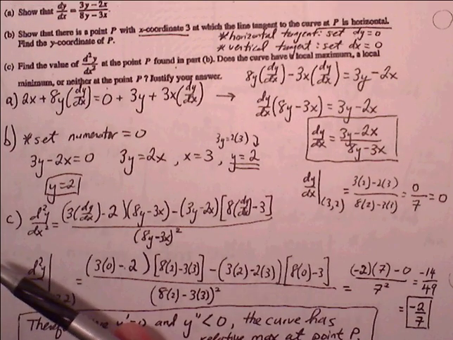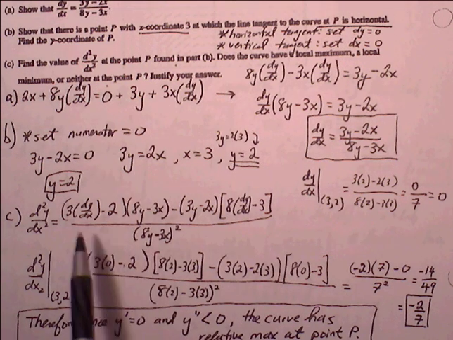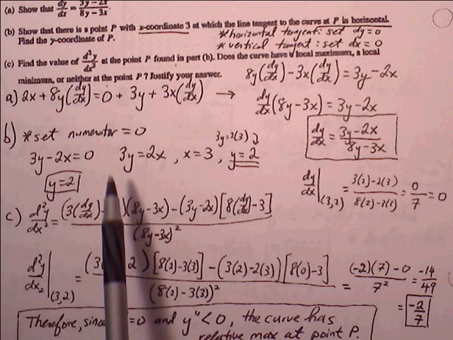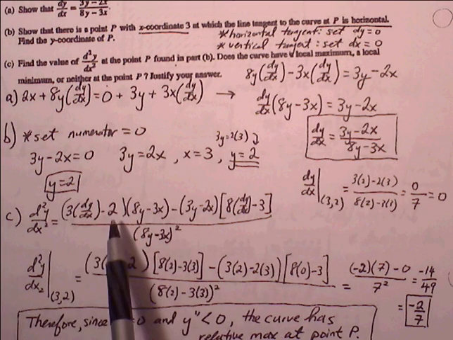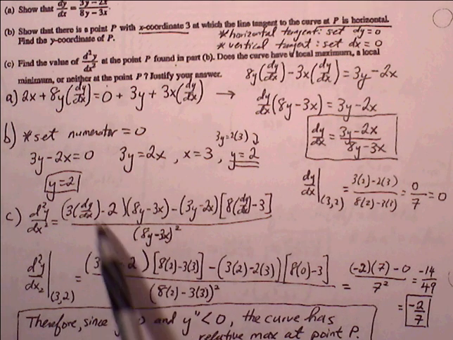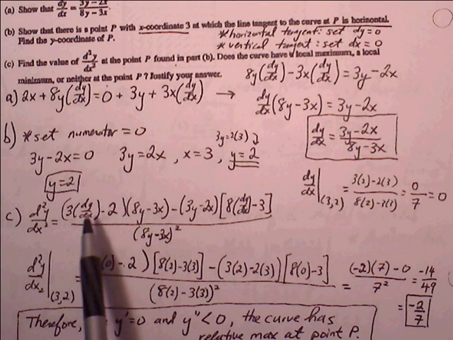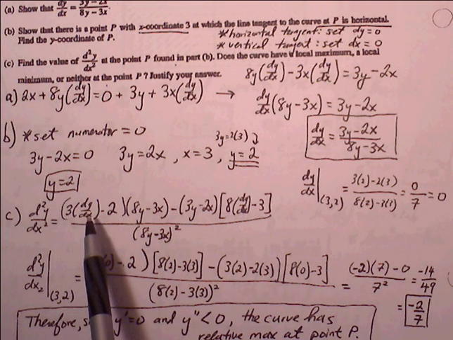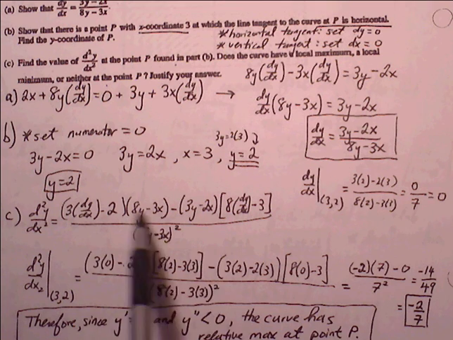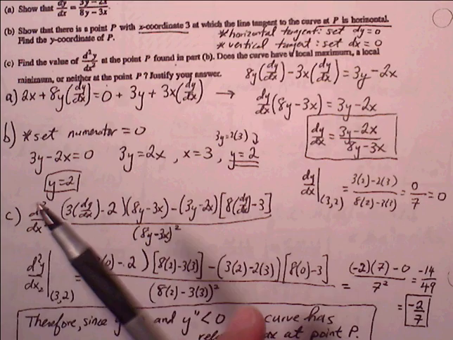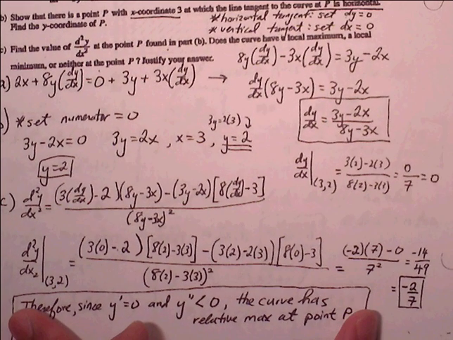All right, it says find the value at point P found in part B. In part B, the ordered pair is (3, 2). So we can plug the ordered pair (3, 2) into this second derivative equation. We know dy/dx at that moment is 0, so plug 0 in for all the dy/dx's, 3 in for all the x's, and 2 for all the y's. Once we do that, the result is 6 minus 6, which is 0, over 7. 0 over 7 is a real number, and that's actually going to be 0.